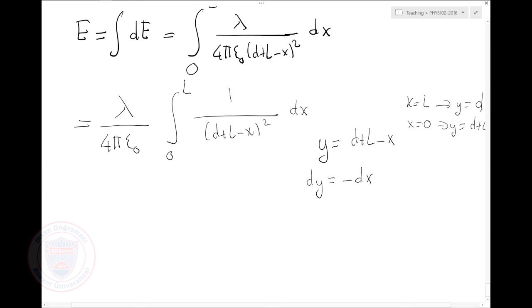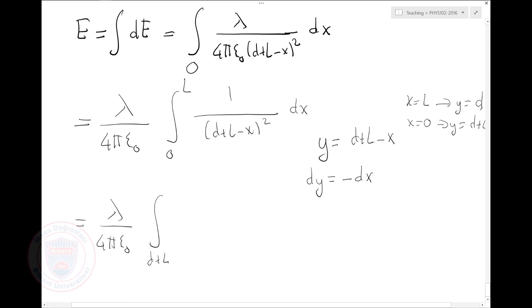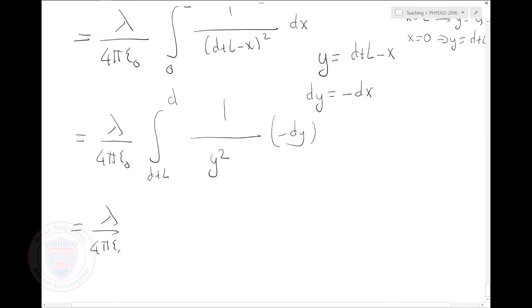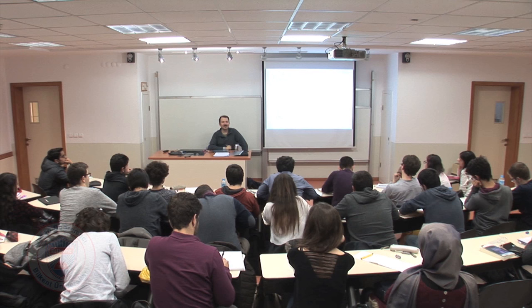So let's rewrite in the y coordinate, 4 pi epsilon 0. Lower limit is d plus L. Upper limit is d. 1 over y squared. I have minus dy. Or lambda over 4 pi epsilon 0, d to d plus L, 1 over y squared dy. When I have a minus in front of the integral, I can flip the limits, right? What's the integral?